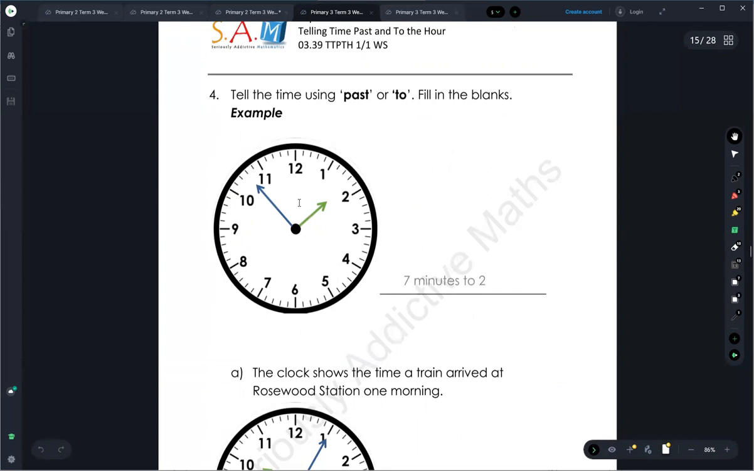Because we don't want students to, for example, this question, they write it as 1:53, then it'll be wrong, okay? So they have to pay attention to instructions. It's either using past or to, right?